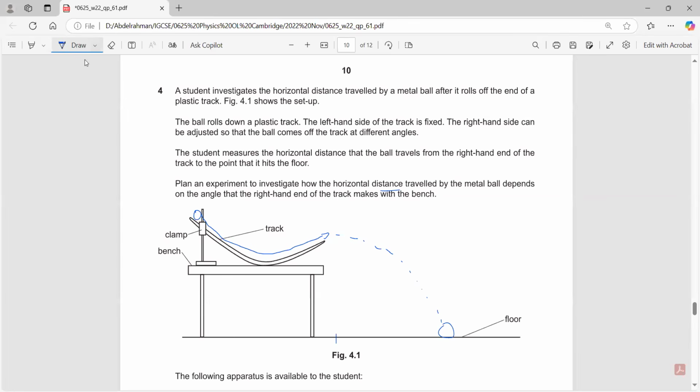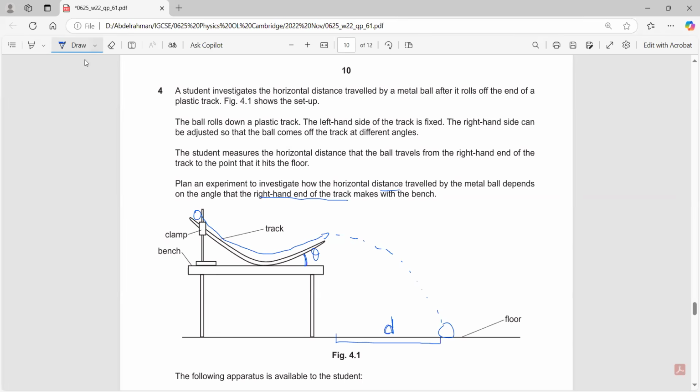You need to see if the distance traveled by the ball is affected. I'm leaving the ball. It will travel down the track and then up this angle, and it will travel in the air and fall somewhere on the floor. We need to measure this distance d. Is this distance affected by this angle? The angle at the right hand end of the track. You need to change this angle and measure it. When I change the angle, I will see whether it affects the distance traveled by the ball or not.